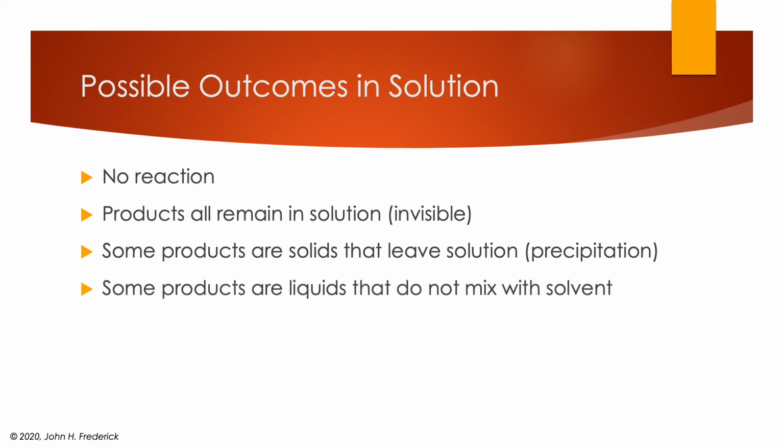We could have some products that are liquids that don't mix with the solvent. That is to say, they're immiscible with the solvent. For example, if we have a reaction that produces a hydrocarbon, like an oil, it wouldn't mix with water very well, so it would separate, and you'd see a clear separation in the solution. We also could have reactions that produce gases, and you'd see the gas bubbling up out of the solution. So there are lots of different things that can happen in solution. The thing to be aware of is you may not always be able to observe a change that happens. That doesn't mean that no reaction happened. It just means that those things that were created by the reaction stayed in solution.